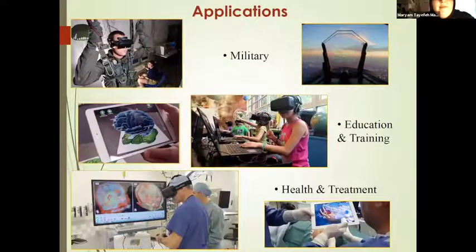So we have various kinds of applications for XR and its constituent terms that I've told you, AR, VR, MR, and the other things. They have various applications in the military, as you can see, and in education and training. They have a very good and significant impact on learning.